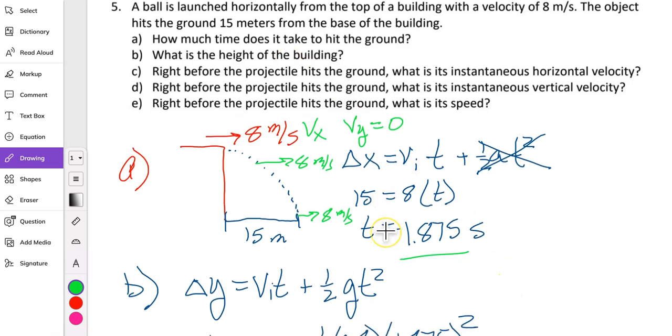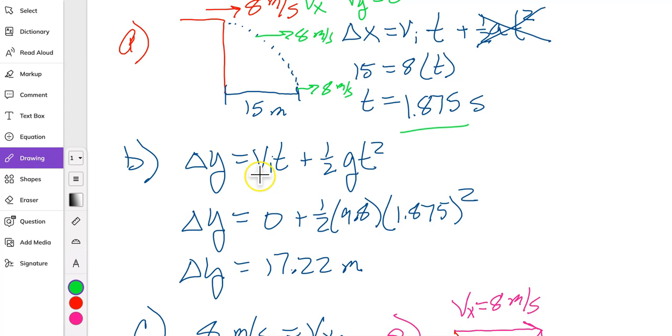They want to know the height of the building now. So we're going to use the same type of equation as we did up here, but notice it's in the y direction now, so we're going to use gravity. This one we don't have to use negative. If you do, you'll get negative 17.22, but in the end it won't matter. It just means that you made 0 at the top instead of 0 at the bottom. So if you do that one, you'll get the height.